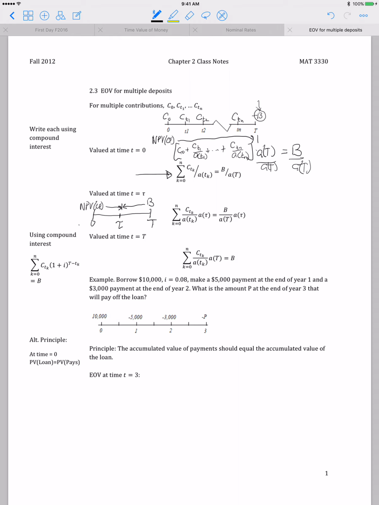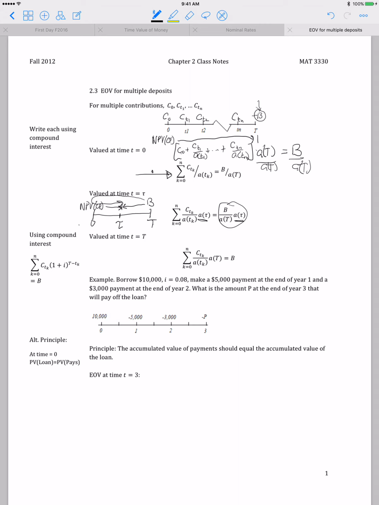And we see that we've done that here. Of course, we have to really bring the balance back to time 0 and then forward to time tau. We see that expressed on the right side of the equation. So this is just modifying the equation of value at time 0 by bringing each term in that equation forward to time tau by multiplying by a of tau.